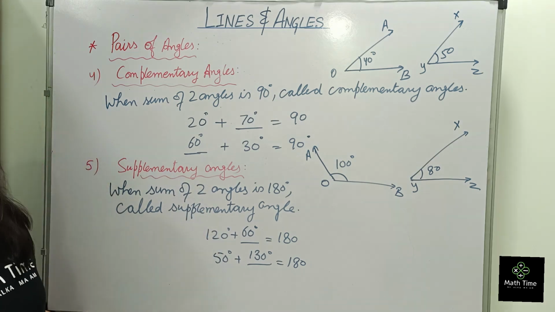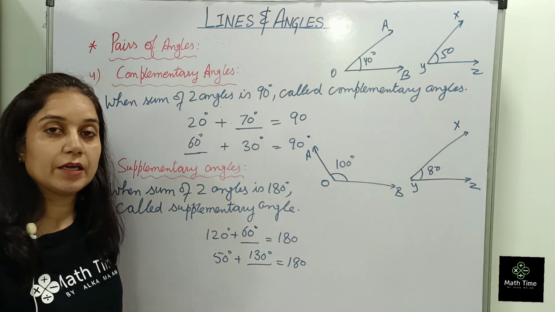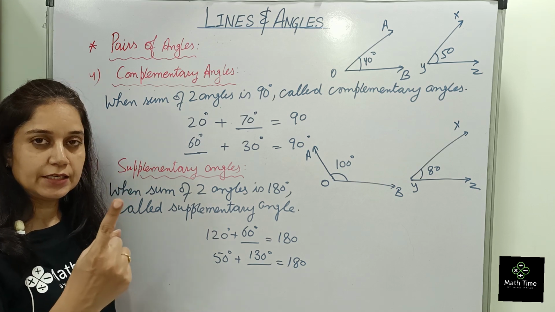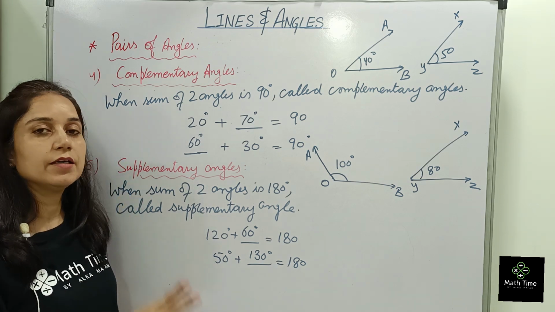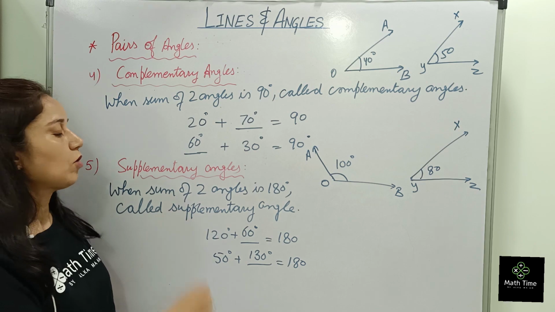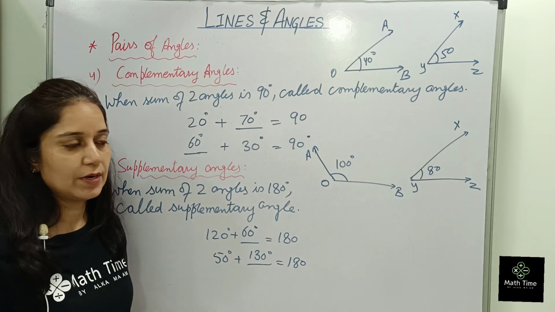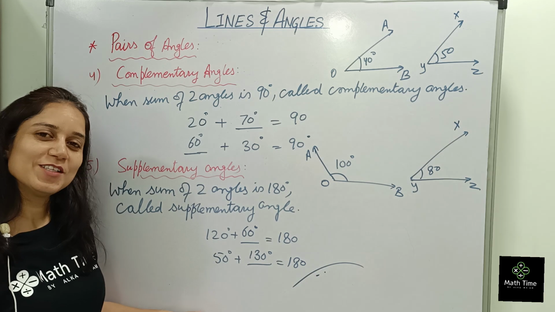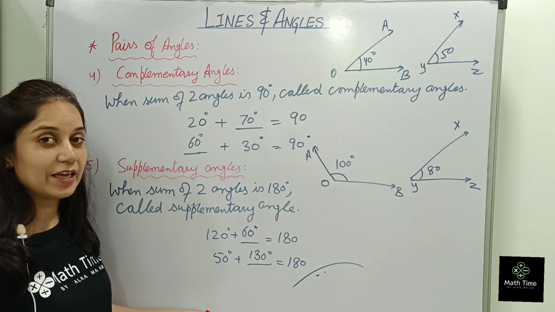So this is how you can understand different types of angles, different pairs of angles. What we have done: adjacent angles, vertically opposite angles, linear pair angles, complementary angles and supplementary angles, right? So this much for today. I hope you have understood the concept of different types of angles.